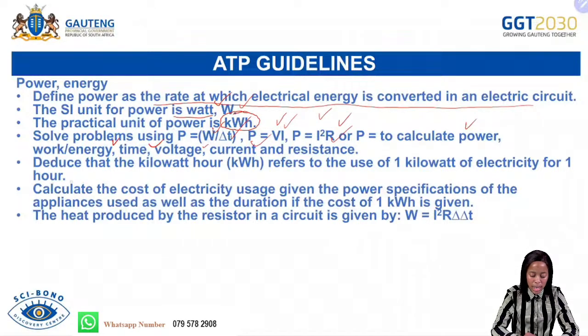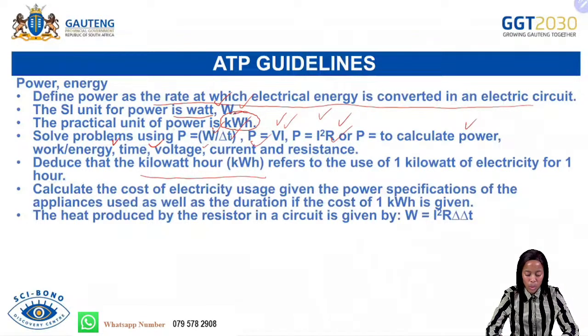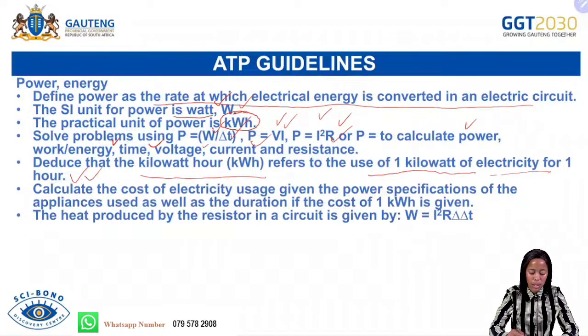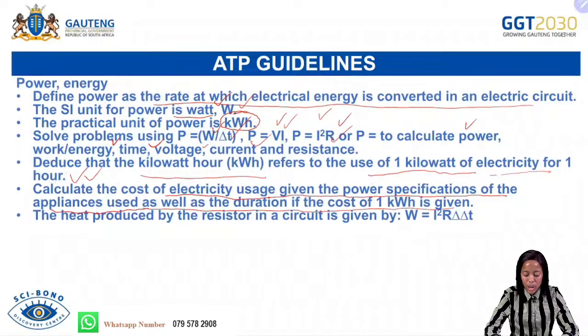Then it says, deduce that the kilowatt hour, which is kWh, refers to the use of 1 kilowatt of electricity for 1 hour. And then calculate the cost of electricity usage given the power specifications of the appliances used as well as the duration, if the cost of 1 kilowatt hour is given.